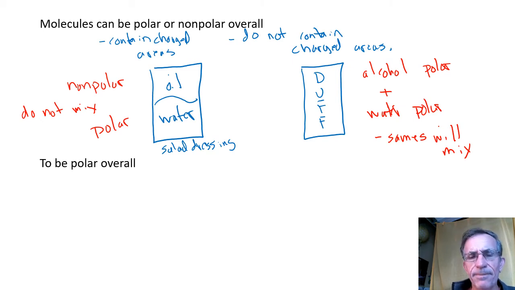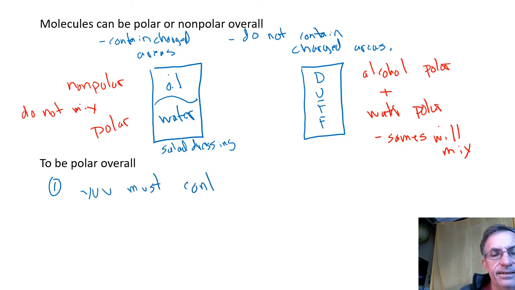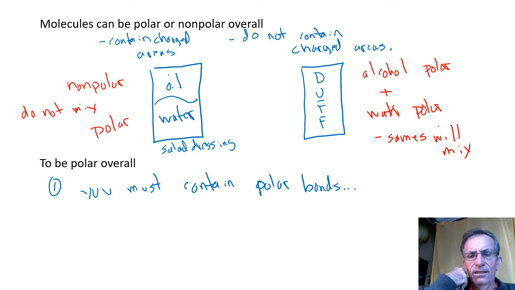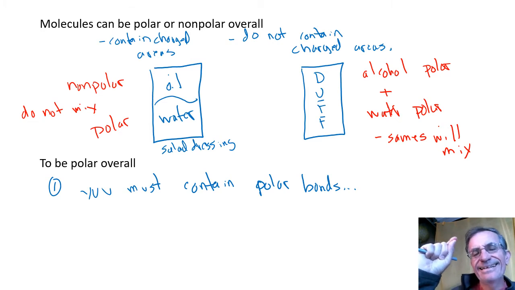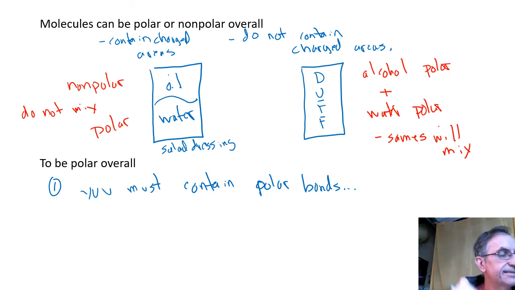So what do you need to be polar? For a molecule to be polar, first off, number one, you must contain polar bonds. So polar molecules contain polar bonds. That might sort of make sense, right? It sounds like they should go together, doesn't it? But it turns out that's not enough to be polar. Polar molecules, not only do they contain polar bonds, they also have to have something else to become polar overall. And that something else is, well, there's actually two options.